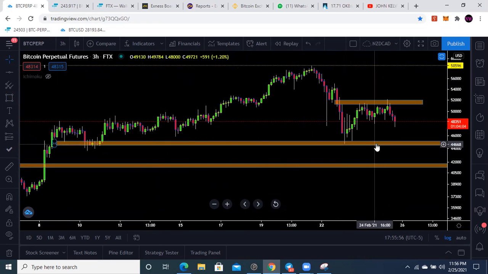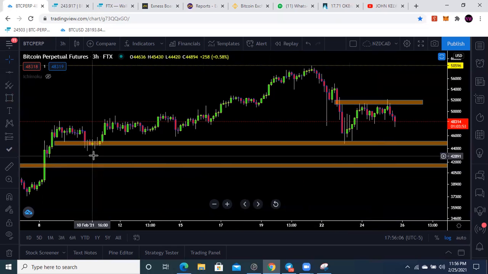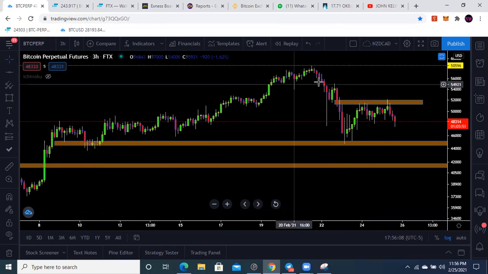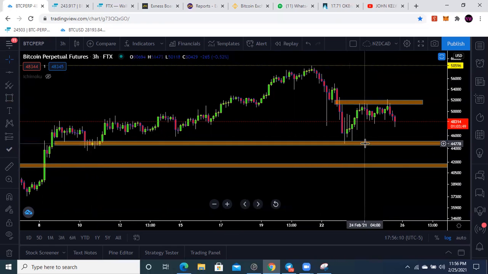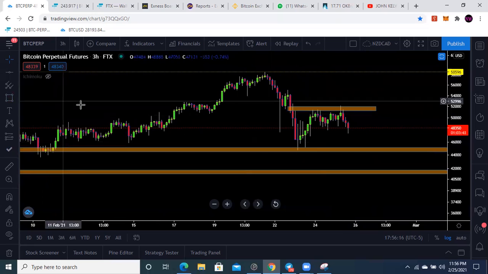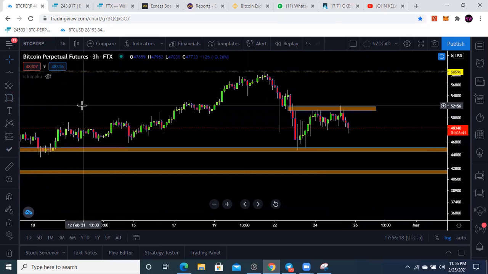I talked about this and this. These 2 are very important levels of support, which price would likely respect. As you can see, this is the first support here. You can see it came back down to that level to test this support. Now let's look at what the Ichimoku is saying.